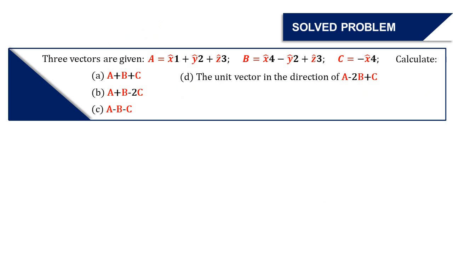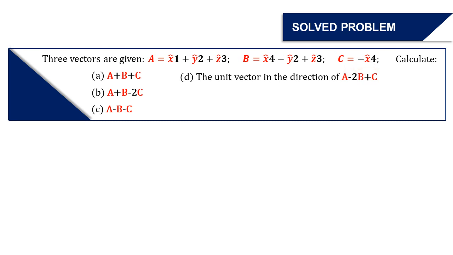solve this problem. We have three vectors. So, vector A is x hat 1 plus y hat 2 plus z hat 3. Second vector natin, B is equal to x hat 4 minus y hat 2 plus z hat 3. Then yung ating third vector, C is equal to negative x hat 4.